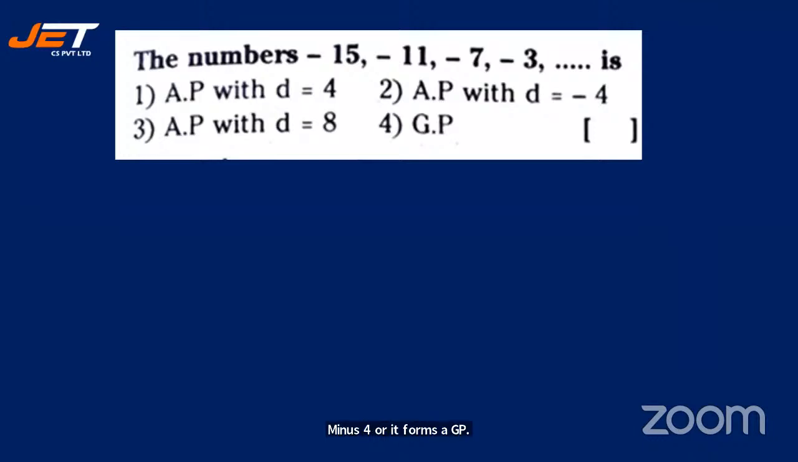So for AP, what did I say? Your second term minus first term must be equal to third term minus second term, isn't it? For GP, the second term by first term must be equal to third term by second term. I have given you a hint. Quickly do it and tell me the answer. Yes, I think almost many of you got it.